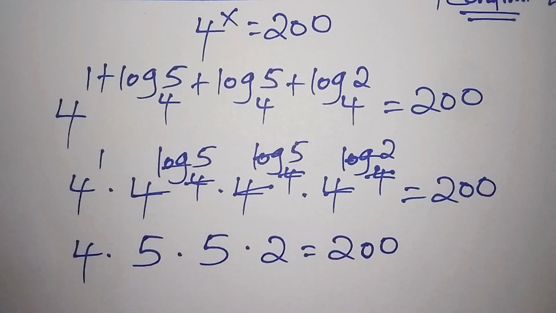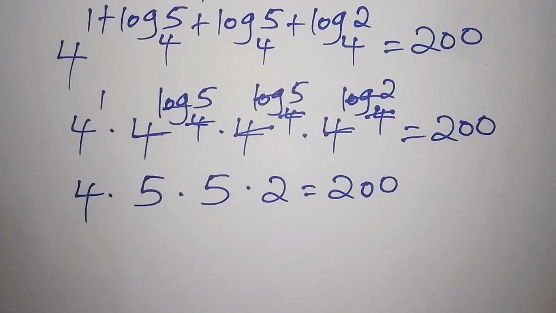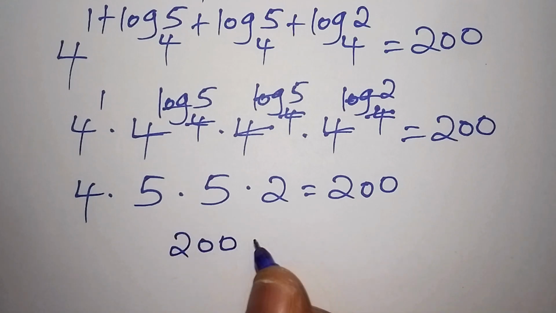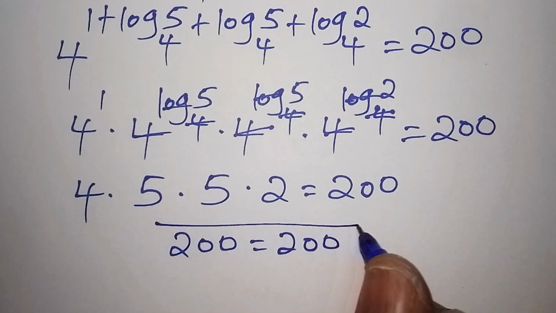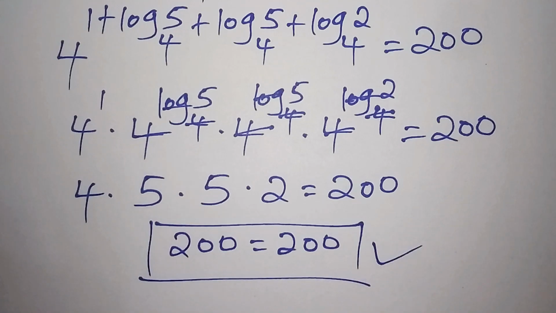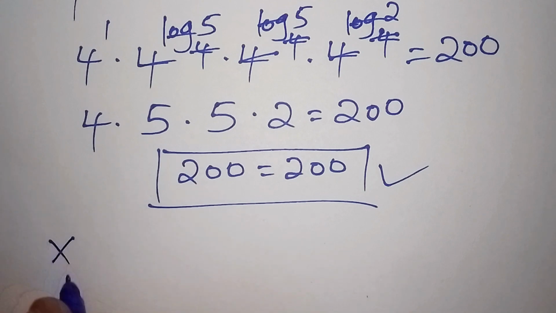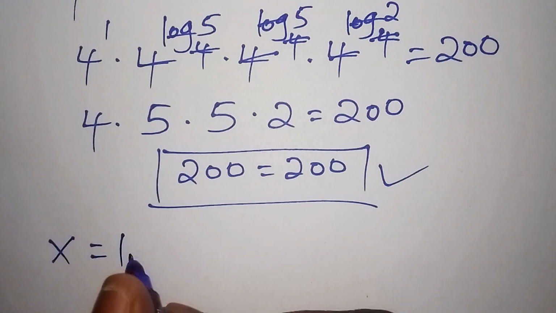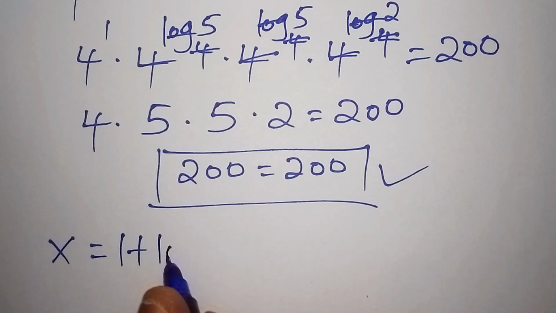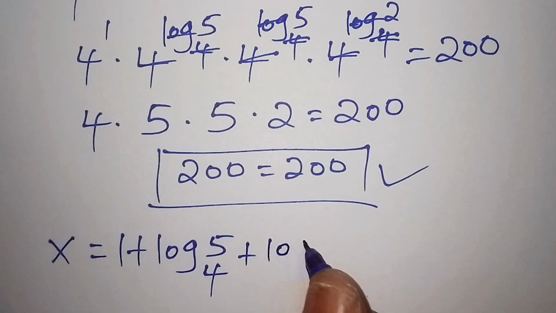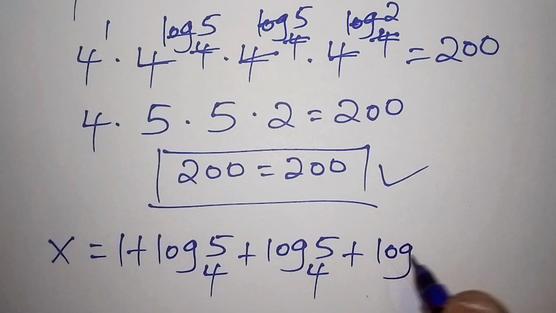So let's confirm if it brings 200. 4 multiplied by 5 is 20, 20 multiplied by 5 is 100, 100 multiplied by 2 is 200. So 200 is equal to 200. It means that the answer that we got initially is correct: the value for x is equal to 1 plus the log of 5 to the base of 4, plus again the log of 5 to the base of 4, plus the last one, the log of 2 to the base of 4.